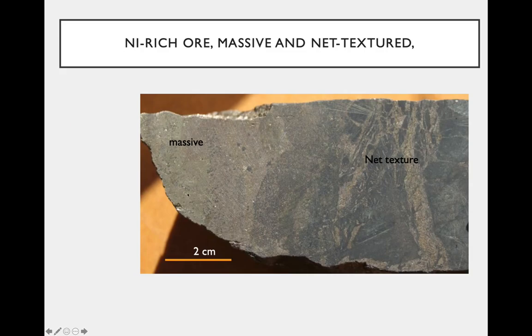So here's a nice picture. Here's our nice massive sulfides that I showed before. We move into a net texture. You can see we're getting largely mafic or ultramafic lava intermingled, and as we go further this way, we get into less sulfides and more into a classic komatiite.